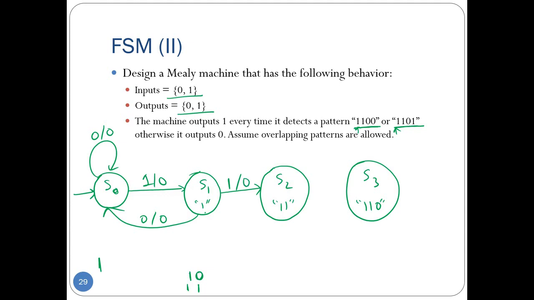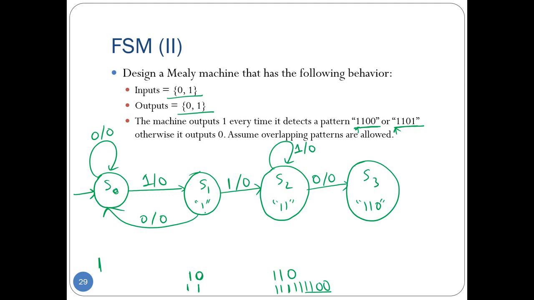At S2, we have already seen 1 1. Now if we see a 0, this means 110, which could be the prefix for the two patterns that we are looking for. So if you get a 0, you output a 0, but you jump to S3. However, having seen 1 1, if you get another 1, it is possible that the pattern looks something like this: after a bunch of 1s, you have 1100 or 1101 at the end. So if you get a 1 here, you stay here and wait for the pattern to unfold. You keep outputting 0, but you don't go anywhere else.